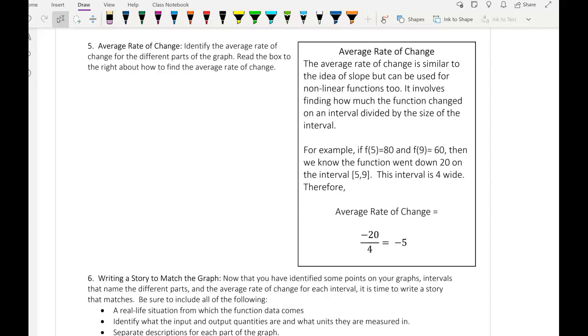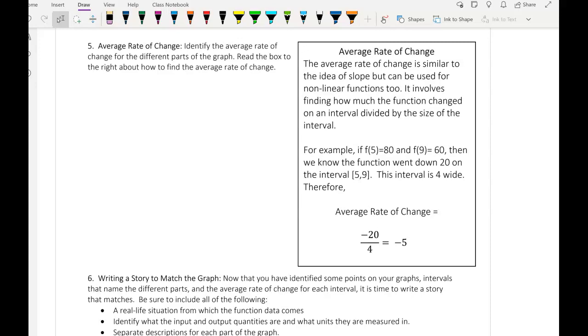For example, if f of 5 equals 80 and f of 9 equals 60, then we know that the function went down 20 on the interval 5, 9. This interval is 4 wide, therefore the average rate of change is negative 20 divided by 4, which equals negative 5. So, for the linear part, the average rate of change is easy. It's linear, so we have a slope.